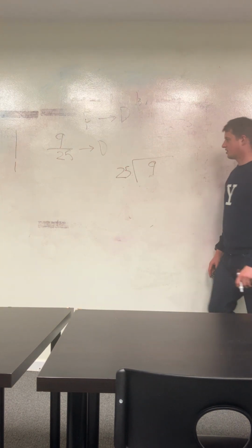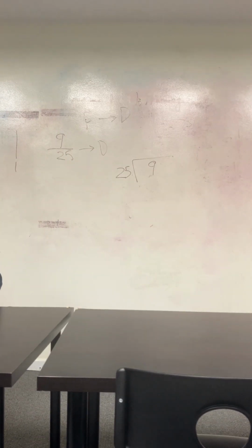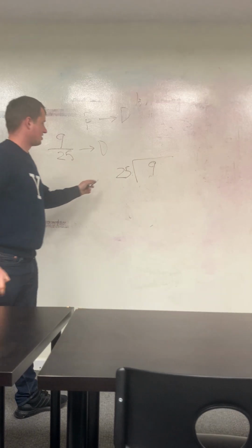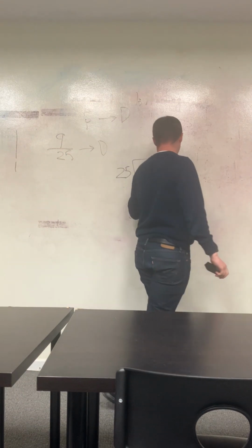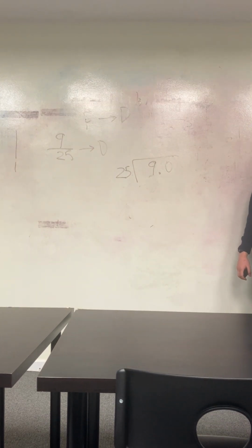So now I'll get started on that. I don't even know how to start. So 25 doesn't go into 9. No. You gotta add a decimal place and a 0 and see does 25 go into 90. 25 goes into 90 three times.